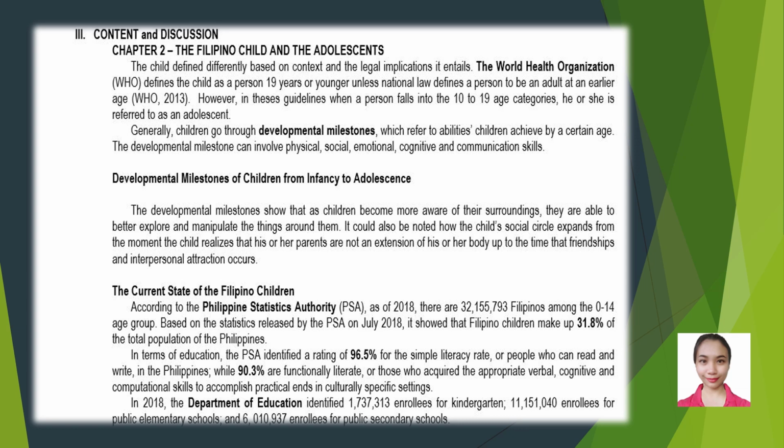So class, in the developmental milestone of children from infancy to adolescence, I have included the table in your module for the developmental milestones of children from infancy to adolescence. So in that table, it shows the physical development, fine motor development, language development, and cognitive development, and lastly, the social development. So you can see their growing period in every table of development. It shows in your module.